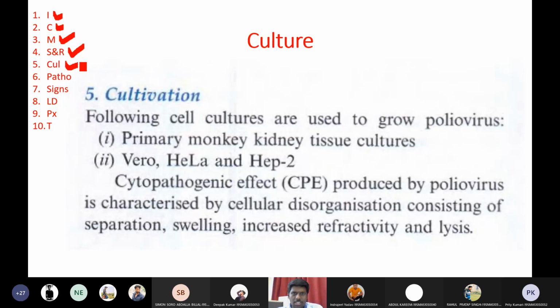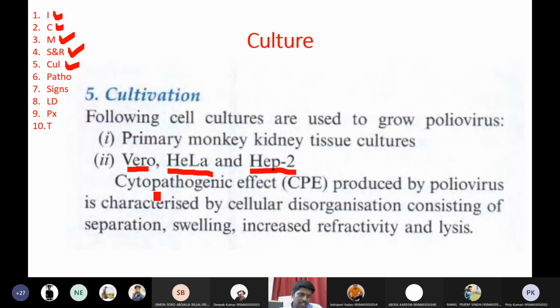Anyway, next is cultivation of poliovirus. In the cultivation, we have animal inoculation, embryonated egg, and cell culture. In the cell culture, we have primary, secondary, and immortal cell cultures. So what type of cell cultures we can use, that we can see in the cultivation. Following cell cultures can be used for poliovirus: either primary monkey kidney cell lines, or immortal cell lines such as Vero, HeLa, or Hep2 cell lines for cultivating the poliovirus.